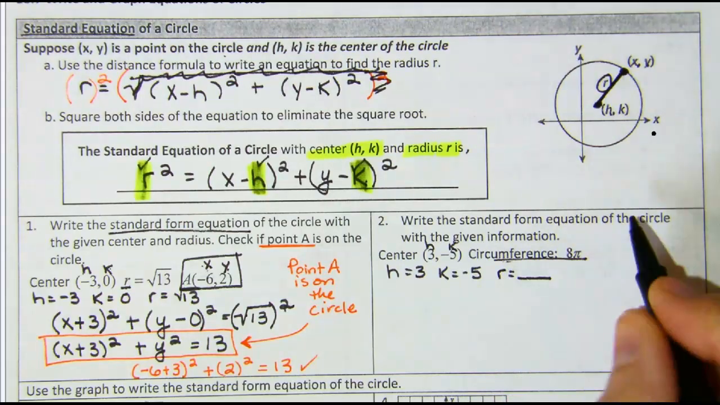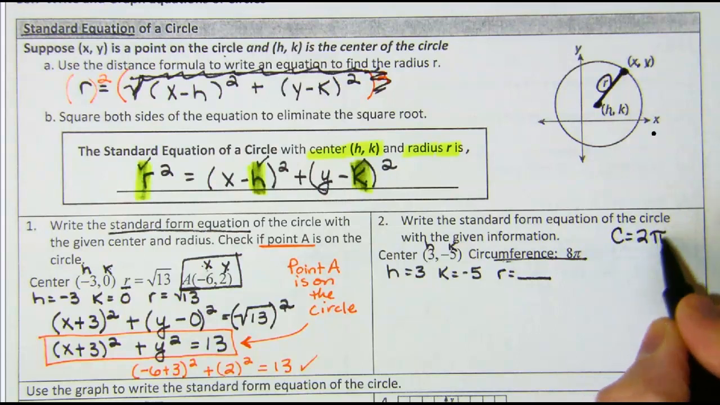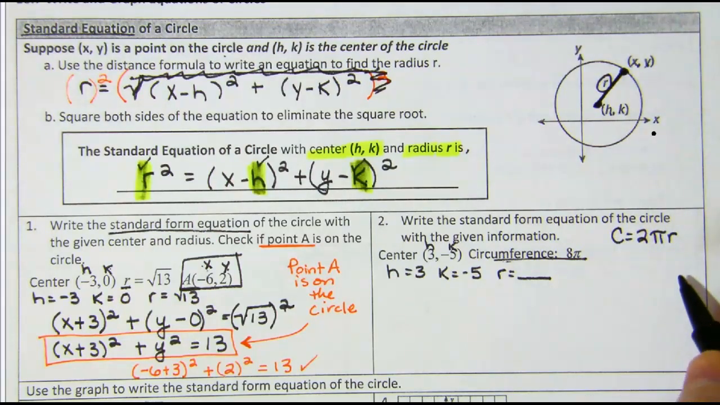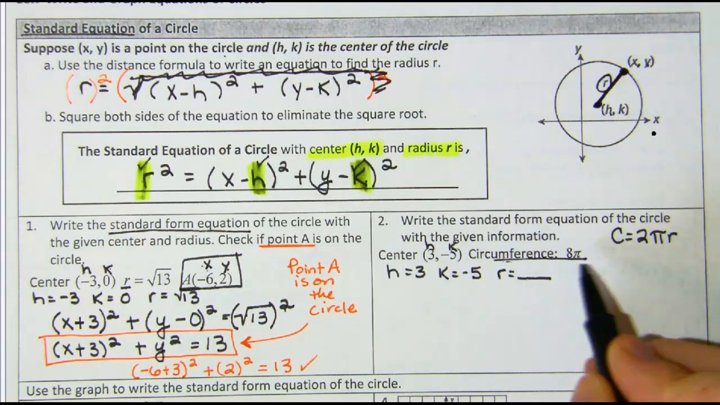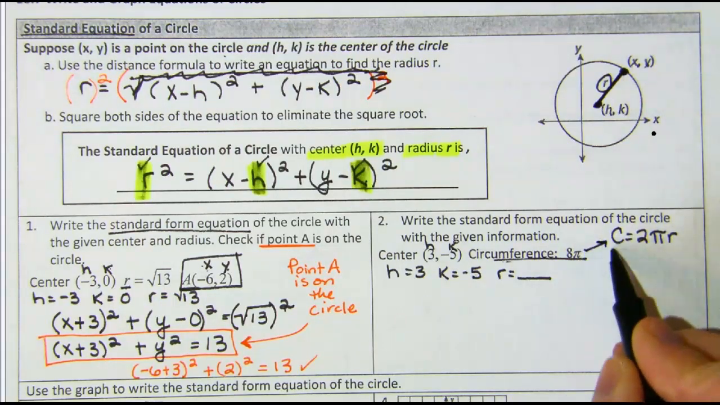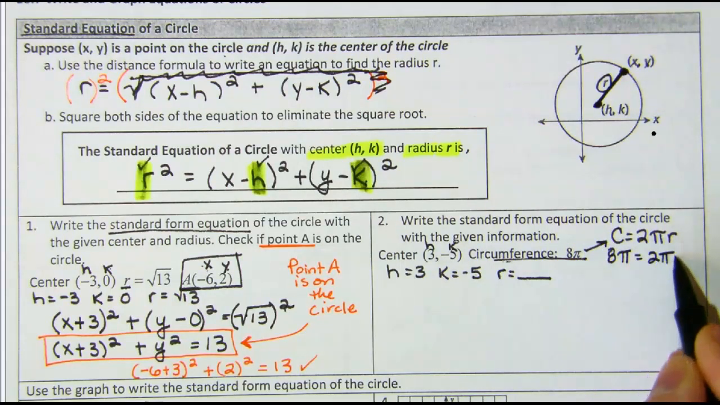So we have to recall the circumference formula of a circle. That is 2 pi r, or pi d, but since I'm looking for r, I'm going to do 2 pi r. C, they're telling us, is 8 pi, and that is equal to 2 pi r.